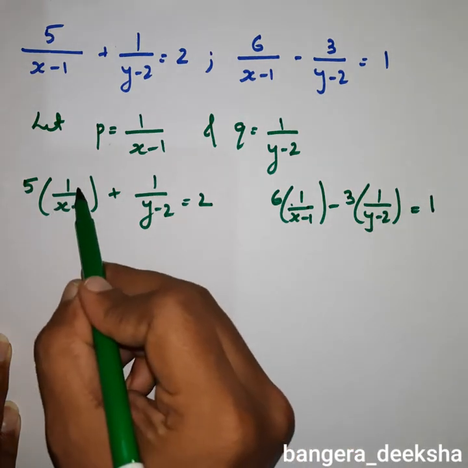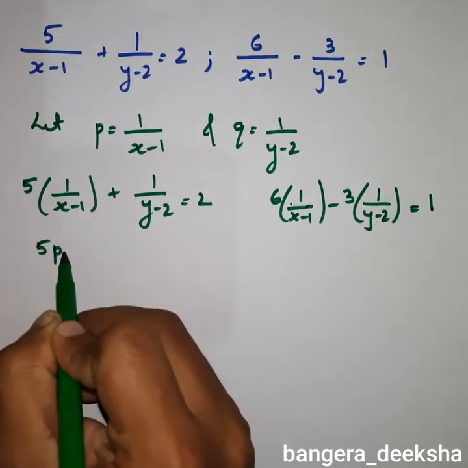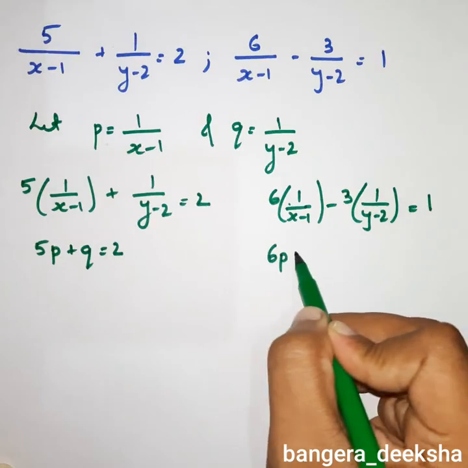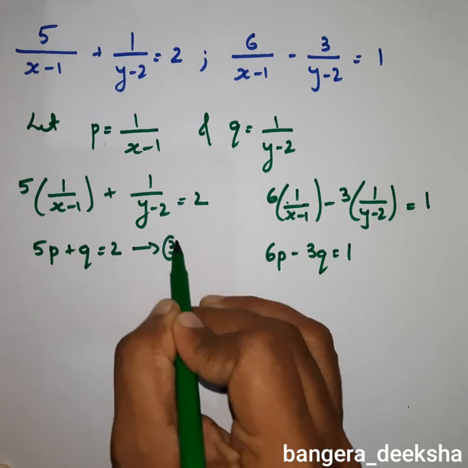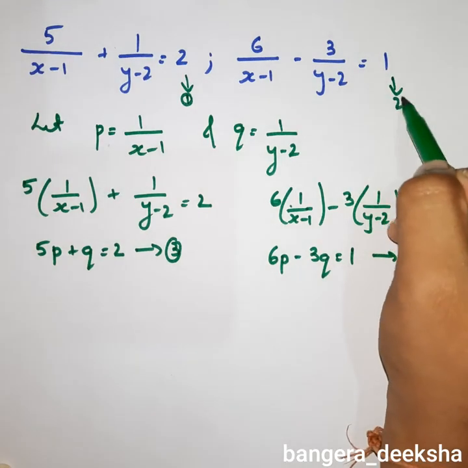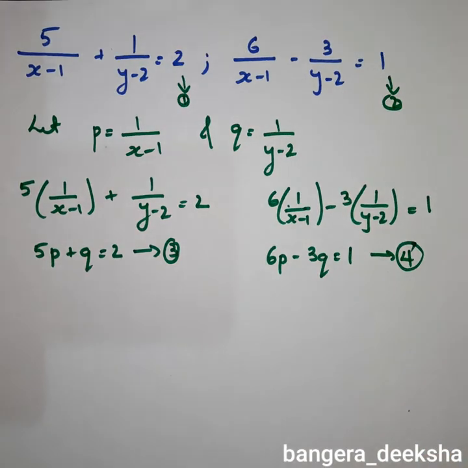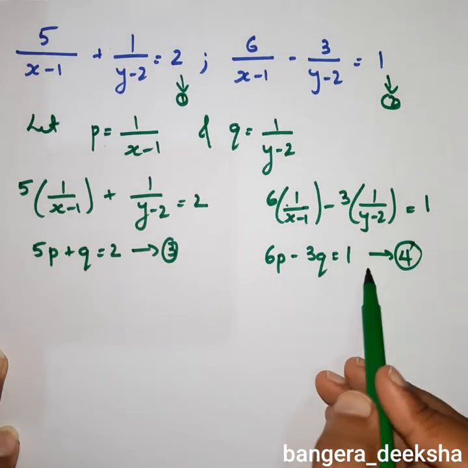Now in place of 1 divided by x minus 1, I'll be taking p. So I have 5p plus q is equal to 2. Here I have 6p minus 3q is equal to 1. So this is equation 3, equation 4, whereas this was 1 and this was equation 2. So again, any method, elimination, substitution or cross multiplication. I'll stick to elimination. So I have this as the third equation, this as the fourth equation.